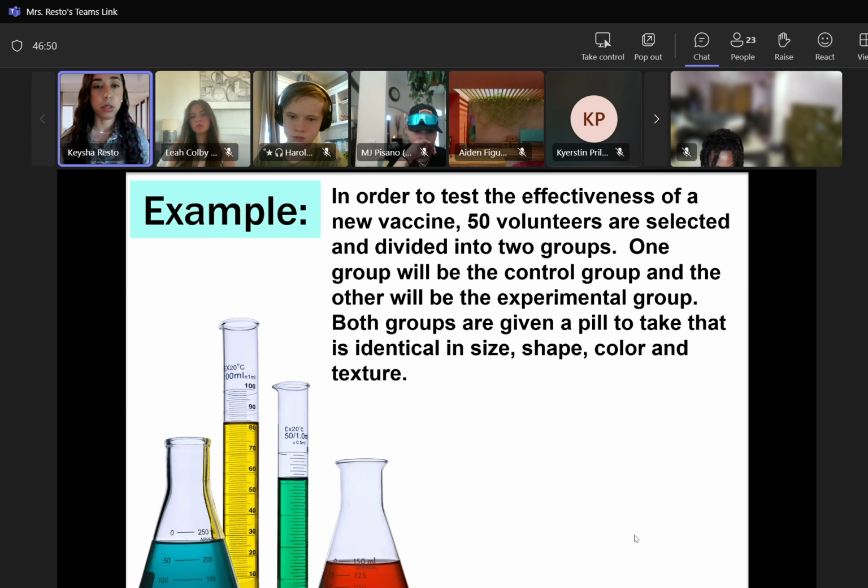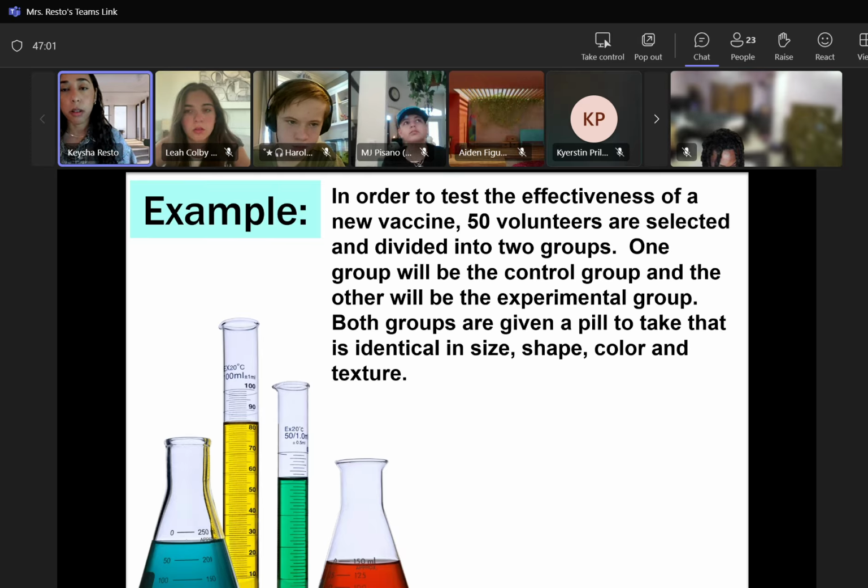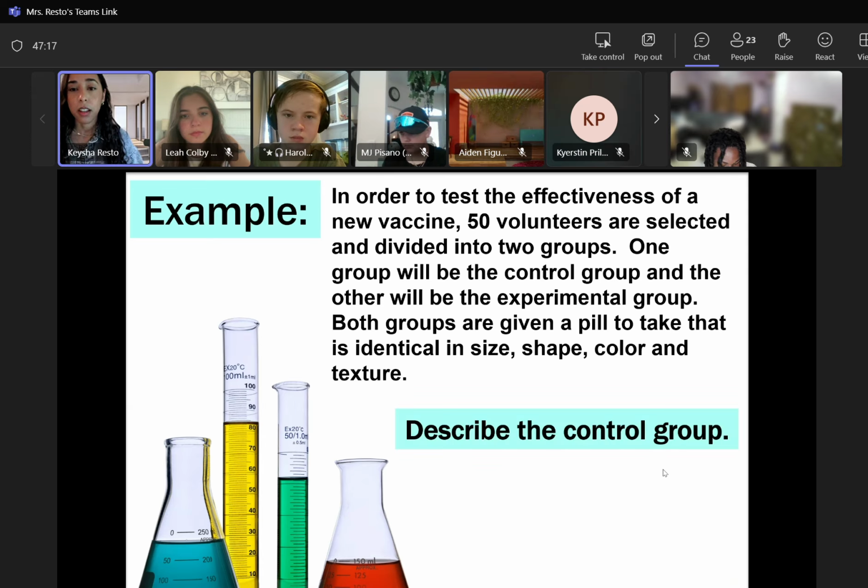So in this case, we're going to do an example here, and I'm going to ask you to type in the comments what you like your answers. In order to test the effectiveness of a new vaccine, 50 volunteers are selected and divided into two groups, so 25 and 25. One group will be the control group, and the other one will be the experimental group. Both groups are given a pill to take that is identical in size, shape, and texture. Tell me what would be the control group in this case.